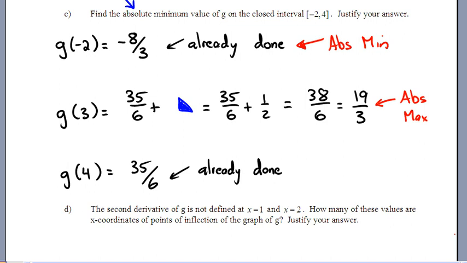Even though it's a part D section of an AP Calculus question, usually those are hard, this is going to be pretty quick. It says the second derivative of g is not defined at x equals 1 and x equals 2. Let's go and see why that's true for a second.